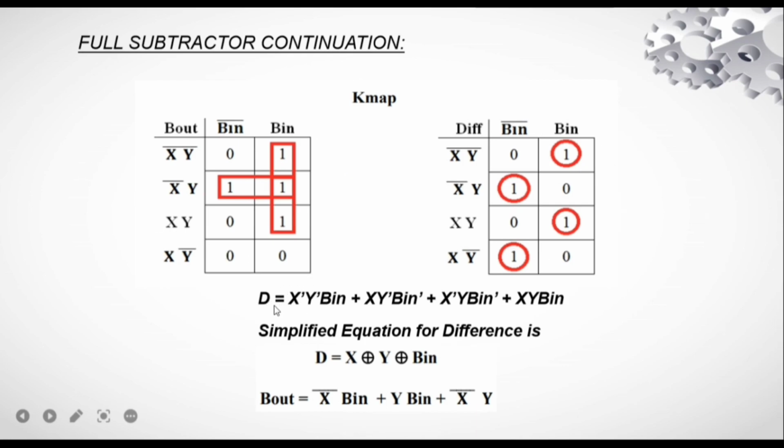So the expression for difference is x' y' b in plus x y' b in' plus x' y b in' plus x y b in. The simplified expression for difference is x XOR y XOR b in, and for borrow out it is x' b in plus y b in plus x' y.